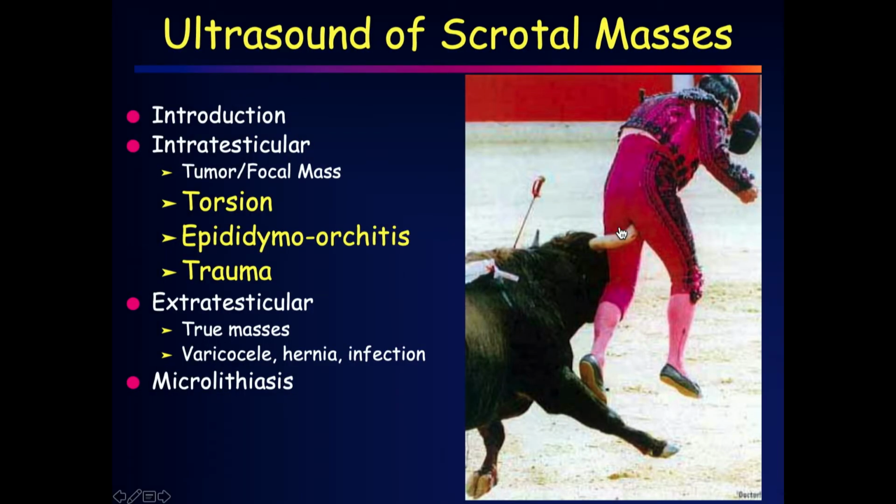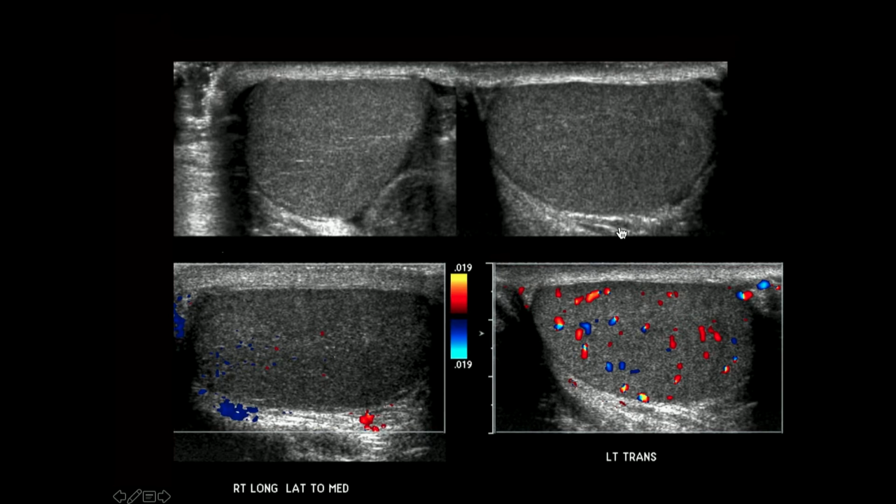Okay, let's move on to some other causes of scrotal masses. Bill Middleton has taught us that the best thing to see in testicular torsion is normal grayscale, abnormal color Doppler, like we have here. These are the ones we can untwist and get better.